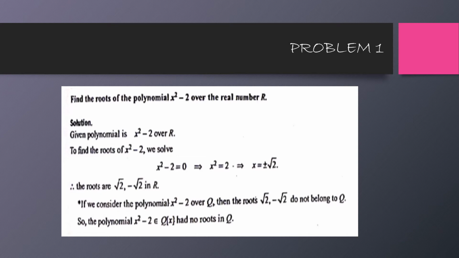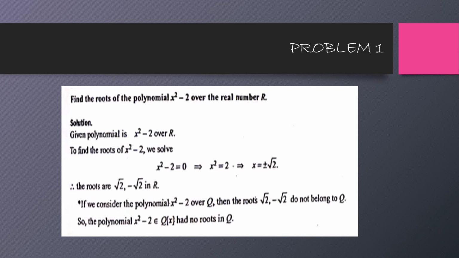So the extension of this problem: suppose the problem is asked over Q, while here it is asked over R. What are the roots then? There won't be any change in the roots, but I have to check whether these roots belong to Q. What is Q? Q is the rational numbers. I already told you this belongs to the reals, so this will not belong to Q. Therefore, over Q, there are no roots for this polynomial.